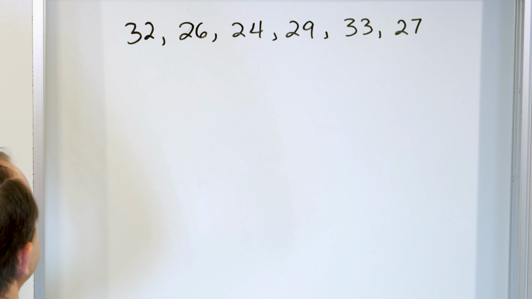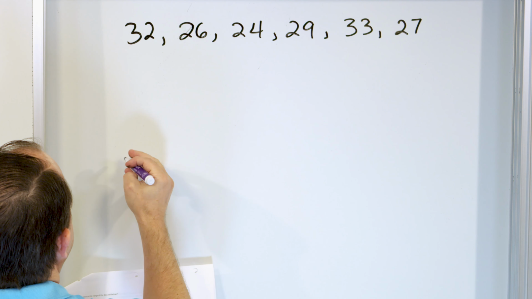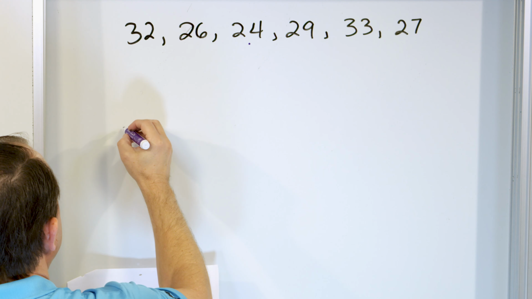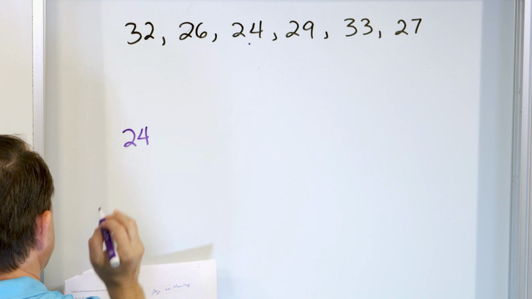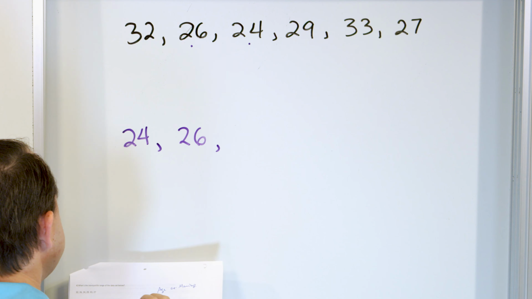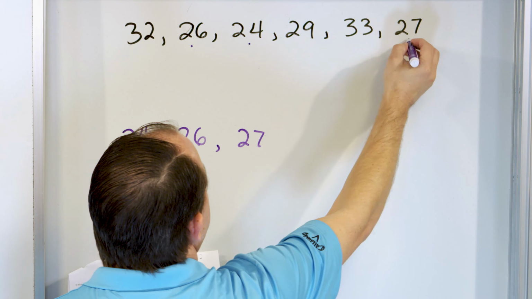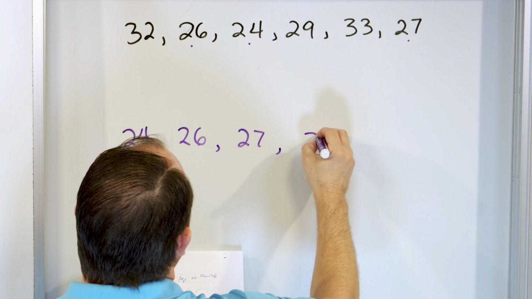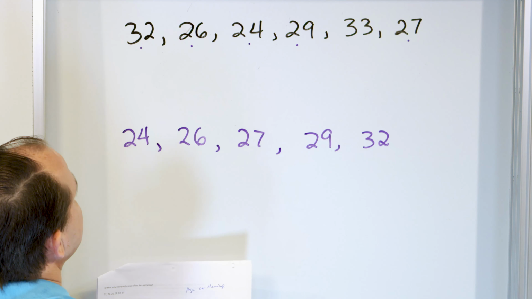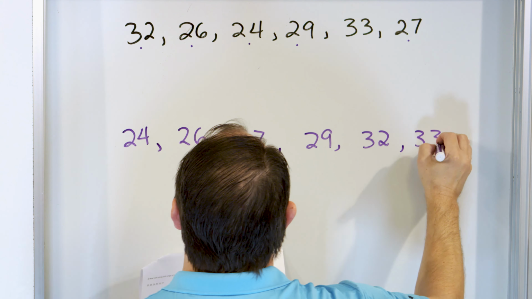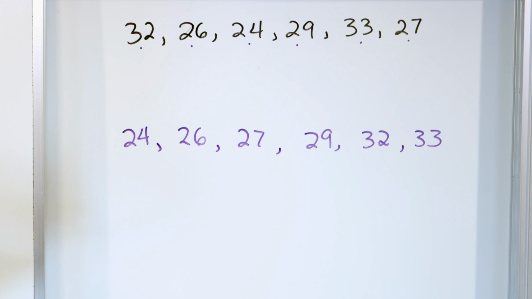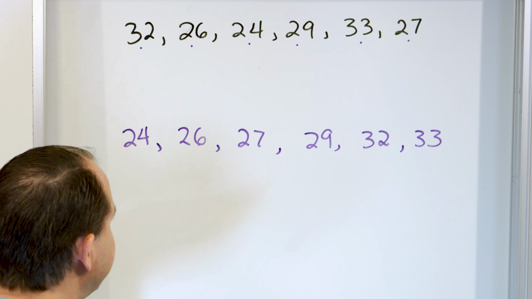So the very first step is to write this data down from least to greatest. The smallest number here is 24, right? And then the next number up from that is 26. And the next number up from there is 27. And the next number up is 29. And the next number up is 32. Just make sure I got everything there. And then the final number here is 33. So we have 1, 2, 3, 4, 5, 6 data points: 24, 26, 27, 29, 32, 33.